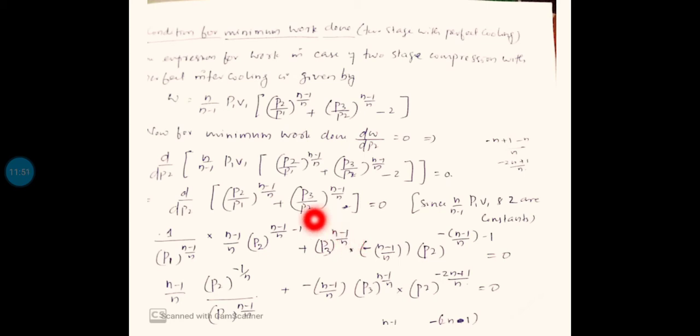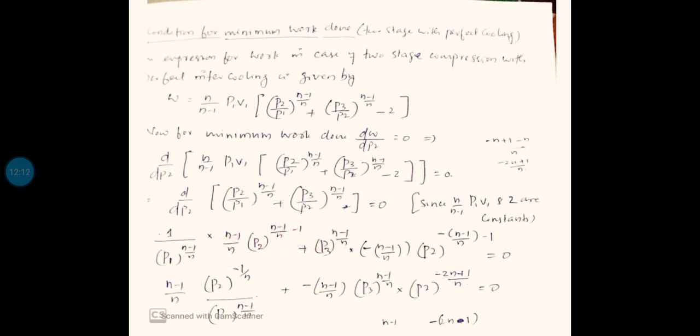For the ease of differentiation, I am writing 1 by p2 raised to n minus 1 by n as p2 raised to minus of n minus 1 by n. I can write it like that. So now, differentiating, what happens is minus of n minus 1 by n into p2 raised to minus of n minus 1 by n minus 1. So now it is in a simplified form.